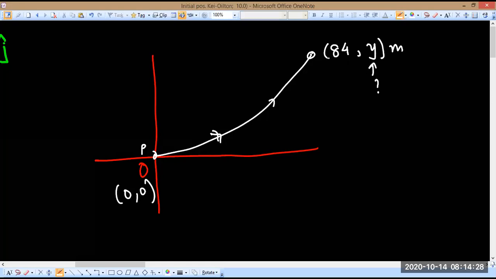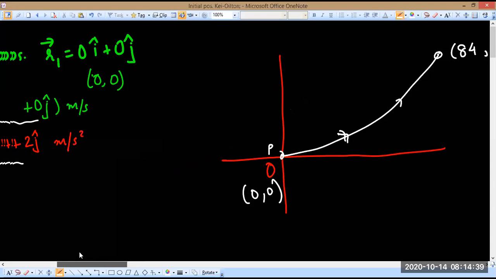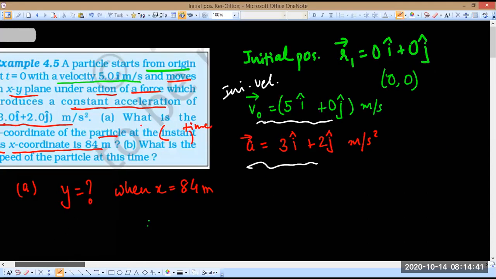So it goes from 0, 0 to 84 comma y, and we don't know the y coordinate; we have to find it. Now I tell you one thing. If you look at this whole situation, we are not given time, correct? We are not given the final velocity. We don't know the final velocity vector also. So it's not possible to use any of the equations.